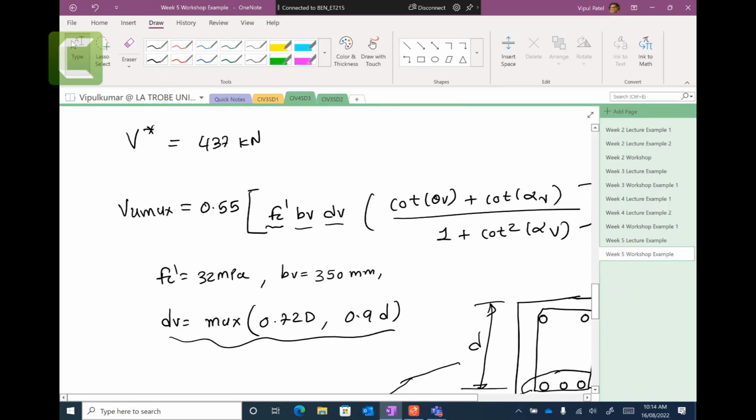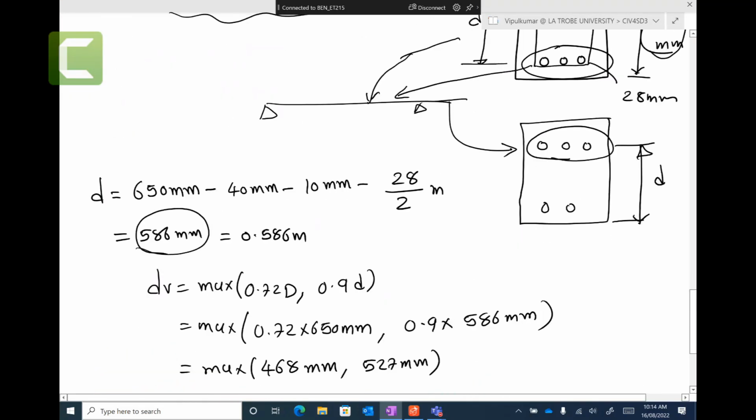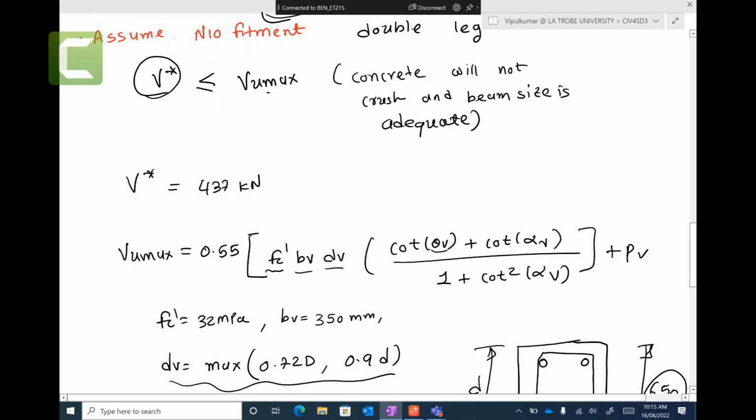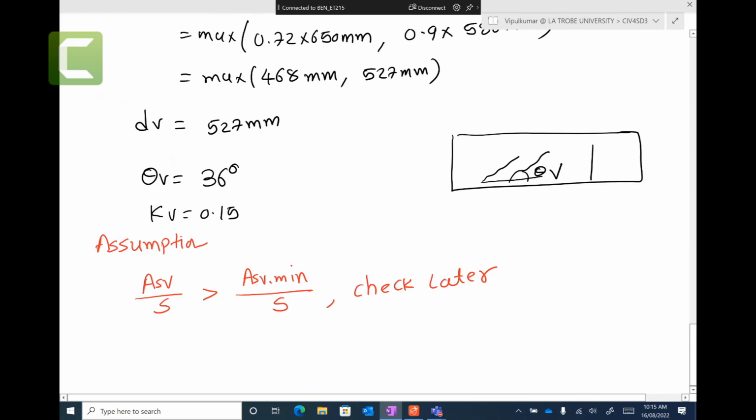So we find theta v, 36. Alpha v is your angle of the fitments. Angle of the fitments meaning when you provide the fitments, this angle is 90 degrees. So alpha v equal to 90 degrees.